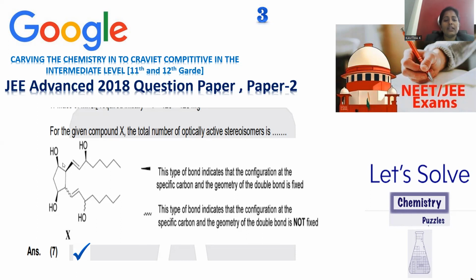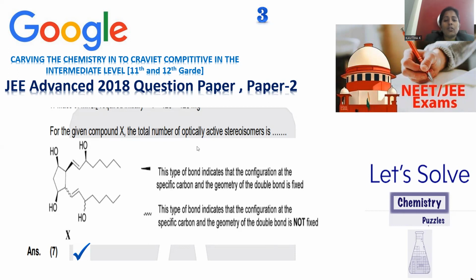If you see this carbon, here is the possibility of chirality, which is denoted with a star or asterisk mark. And here is the OH, and here also you can notice the chiral center, here also chiral center. This type of bond, the wedge bond, indicates that the configuration at the specific carbon is fixed, towards the viewer. And whenever a bond is represented with this curved one, the geometry at that carbon is not fixed. It may be either towards the viewer or away from the viewer. Any of the conditions may be feasible, and that is indicated with the curved bond. So both bonds are represented over here: this is the wedge bond, this is the curved bond.